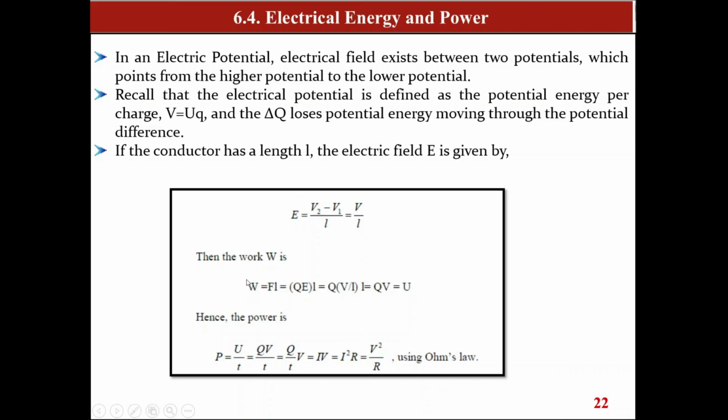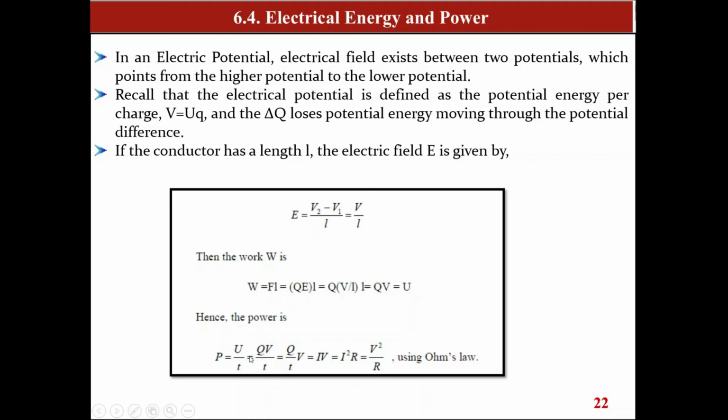But if you want to find the work, force multiplied by L, we know that force is equal to the electric field multiplied by the charge. From here we understand that the electric field is equal to V over L. Substitute here V over L, L cancelled by L. Finally, work is equal to QV, which is equal to the electric potential energy.